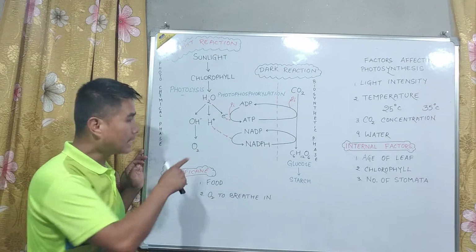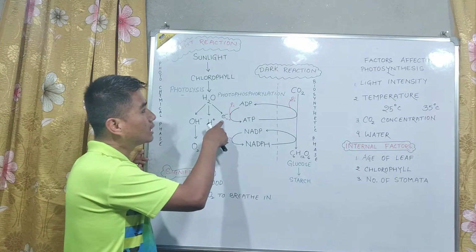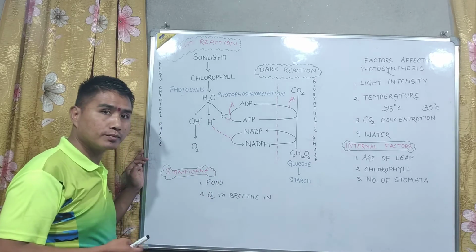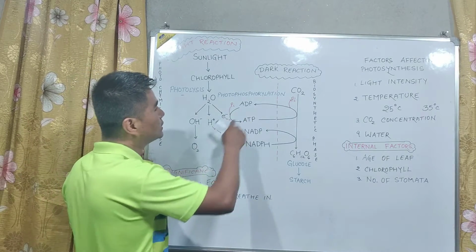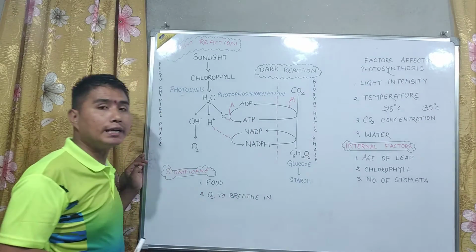But side by side, what is also produced? Hydrogen ion and an electron are produced. Now they have to do their work. Now what we have here is this electron and hydrogen ion. Who is waiting? ADP is waiting.